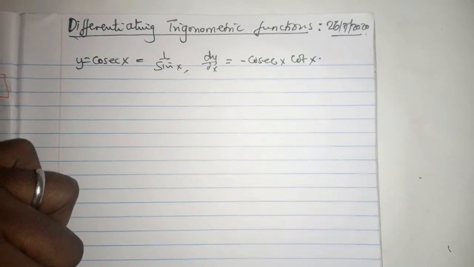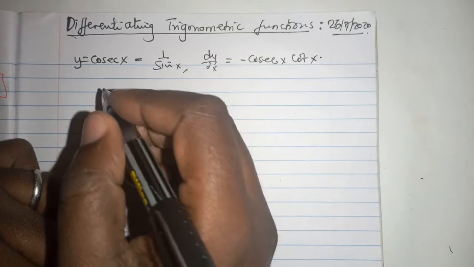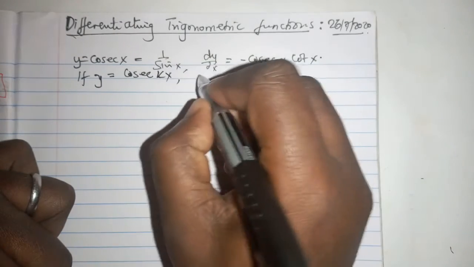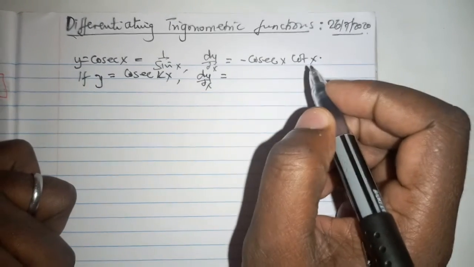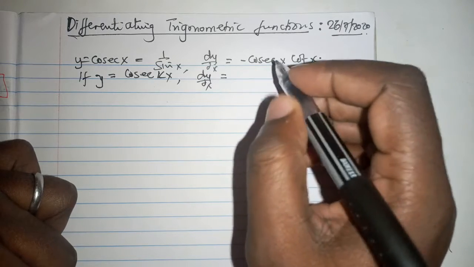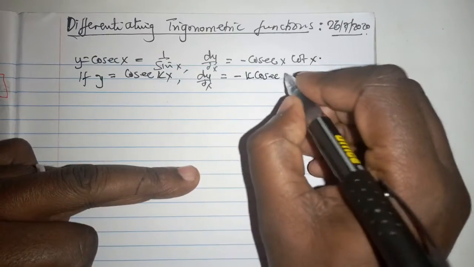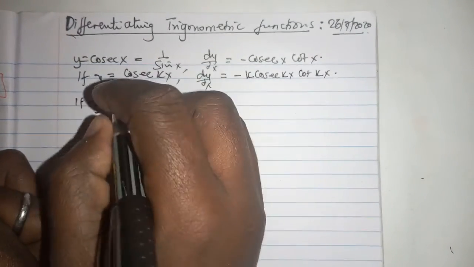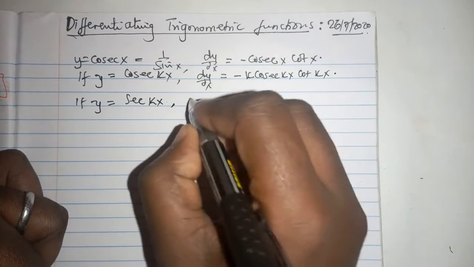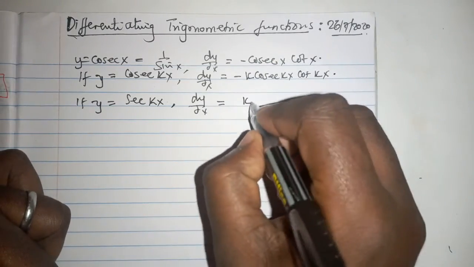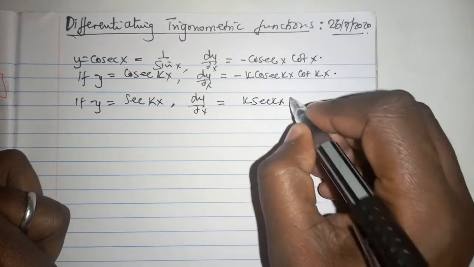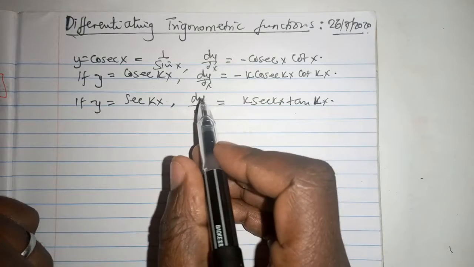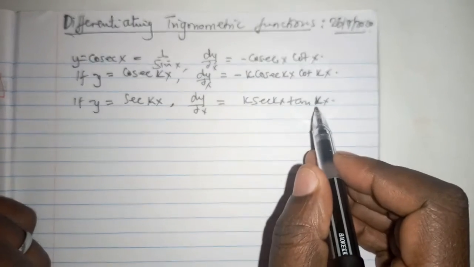At that point we just need to understand that if y is equal to the cosec of kx, then dy/dx, using the general differentiation techniques and methods, is negative k cosec kx cot kx. And if y is equal to the sec of kx, then dy/dx is equal to k sec kx tan kx. Remember, sec is 1 over cosine of x. And again, using the quotient rule approach, you will get this.